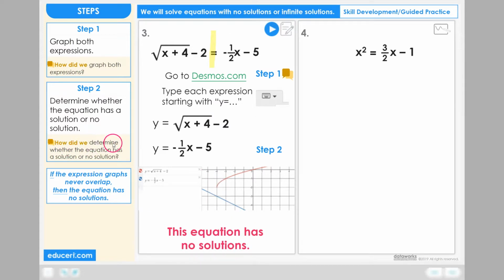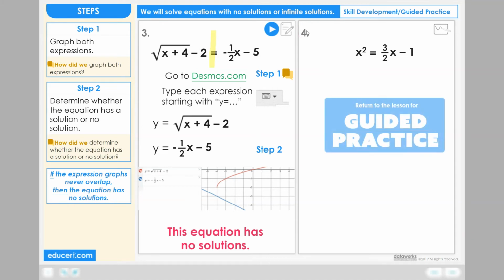How did we determine whether the equation has a solution or no solution? We know that this equation has no solution because the two expressions graphed as lines do not overlap. And we know that if the expression graphs never overlap, then the equation has no solutions. You are now ready to use Desmos.com to solve equation number 4.